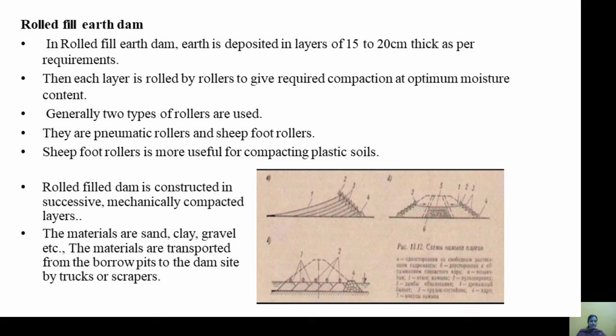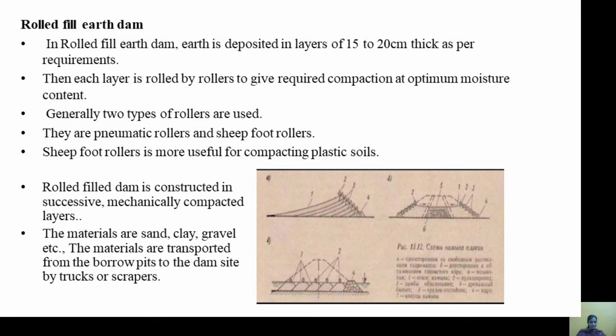So in roll-filled earth dams, the earth is deposited in layers 15 to 20 centimeters thick as per the requirements. Each layer is rolled by rollers and compacted at optimum moisture content. Generally two types of rollers are used, pneumatic rollers and sheep foot rollers. A roll-filled earth dam is constructed by successively mechanically compacting the layers. The clay, gravels, etc. are transported from borrow pits to the dam site with the help of trucks or scrapers.